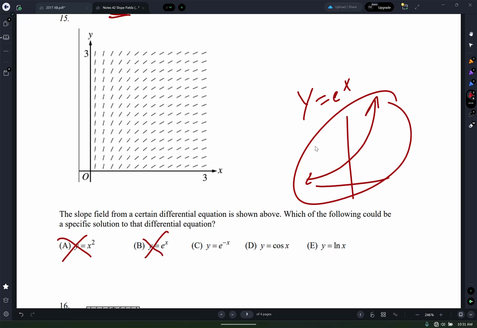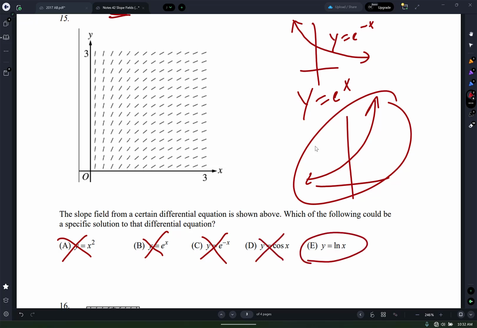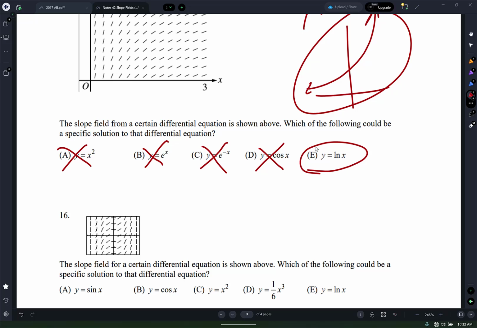No. So what about y equals e to the negative x? That one looks like this. You think that one goes in there? No, that one's out. What about letter D? No. Y equals ln of x is the only answer choice. By the way, in case you don't know, which I hope you do because we're in calculus, y equals ln of x looks like this, guys.